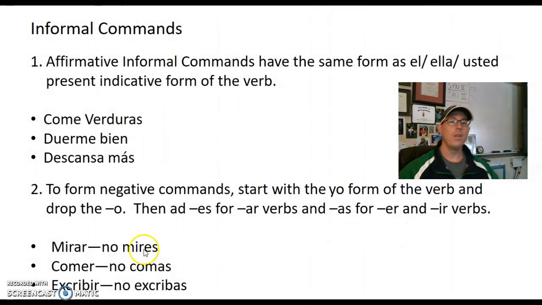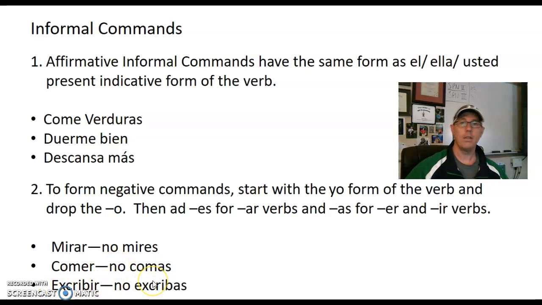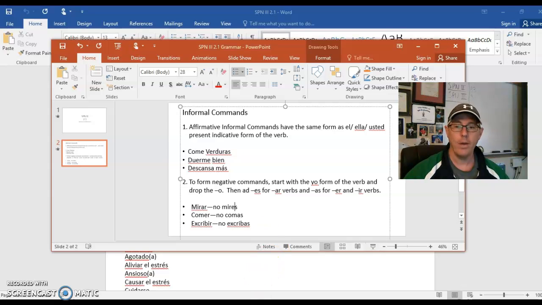And there we go. So no mires means don't look. No comas would be don't eat. And no escribas would be don't write. So those are just 3 examples of that. Obviously, lots more examples to come. If this creates more questions than answers, feel free to throw them at me in class, okay? Let's move on to vocabulary real quick.